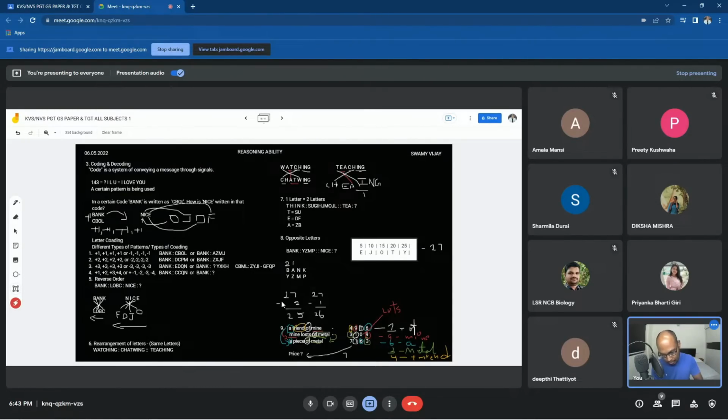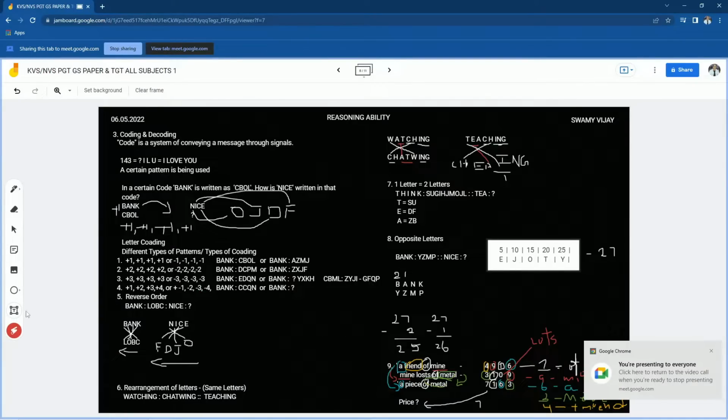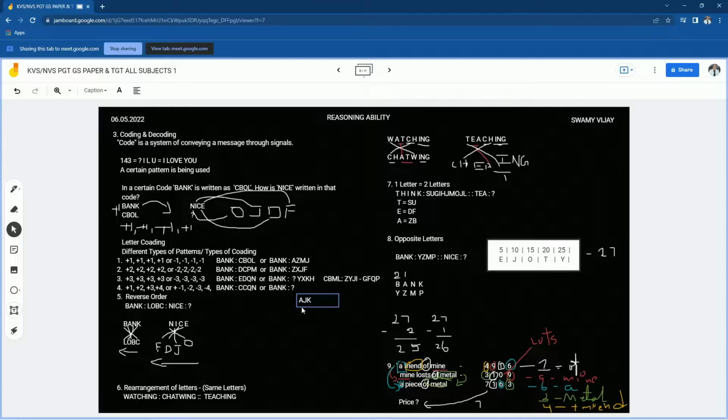For the -1, 2, 3, 4 pattern, A, Z, M, J. Let us see. Sir, my answer is AZKG. And what is your answer? My answer, AJKM. Diksha, correct? Sir, yes, sir. AZMJ, correct? Sharmila, your answer?